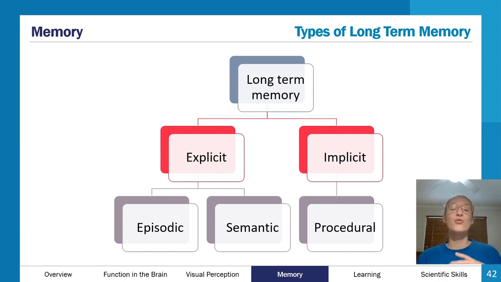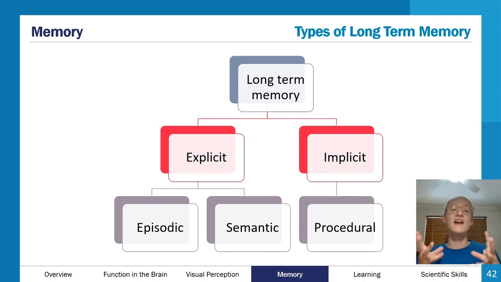The next thing we're going to look at is the types of long-term memory, because there are different types that we look at. The first is explicit. So that's, for example, facts, names, images, events. These are declarative memories. They require conscious retrieval and they're the responsibility of the hippocampus.